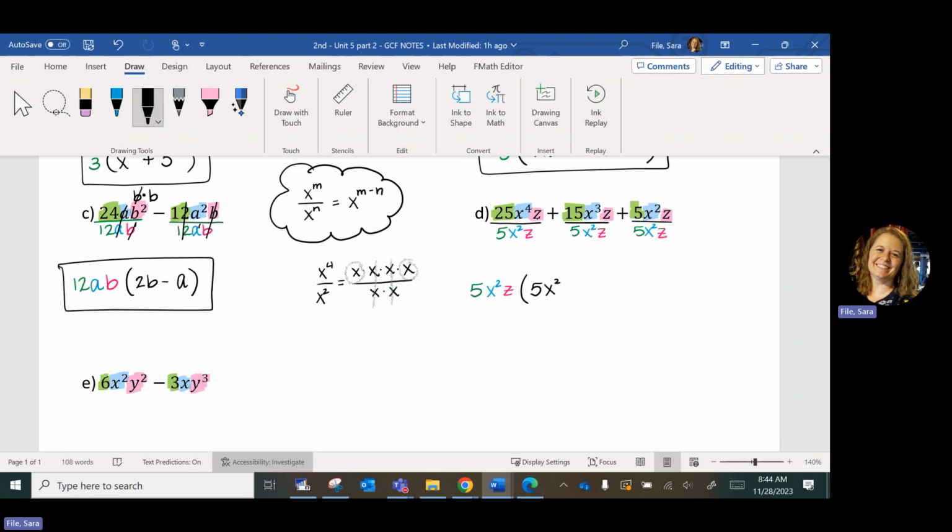All right, then we've got our z's. What is z divided by z? 1. Anything divided by itself is 1. Do I need to write the 1? Is 5x squared times 1? Is times 1 going to change it? No, so I don't need to write the 1. And I've got a plus. What's 15 divided by 5?